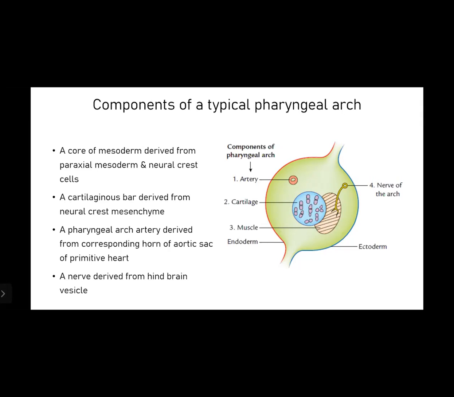Then you also have a pharyngeal arch artery, which is derived from the corresponding horn of the aortic sac of the primitive heart. Of course, other than the blood supply, you also need to have the nerve of the arch, and this nerve is usually derived from the hindbrain vesicle or from the rhombomeres.